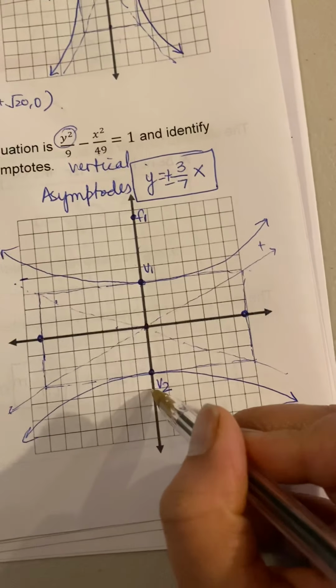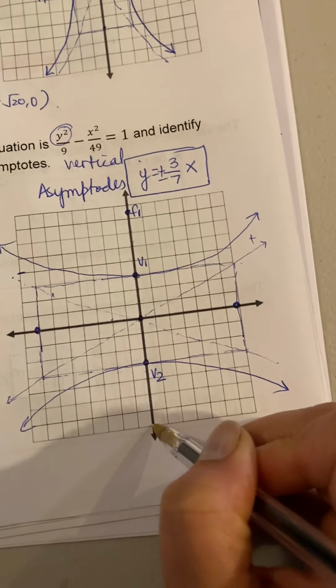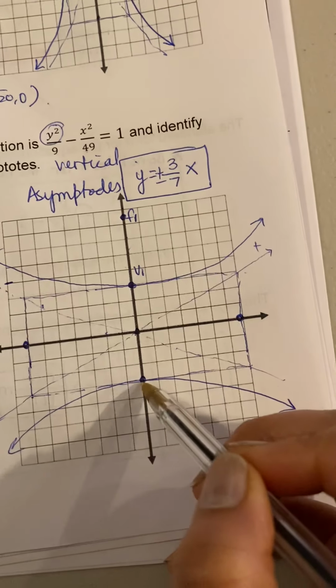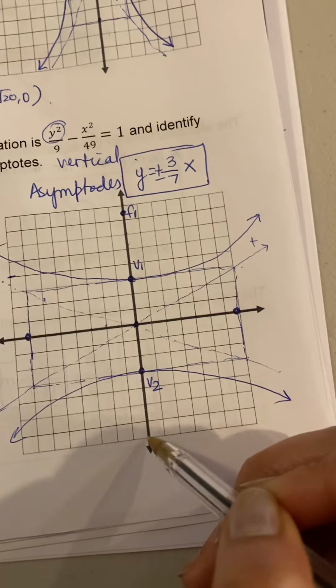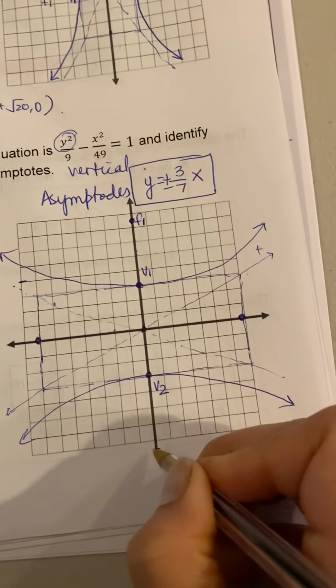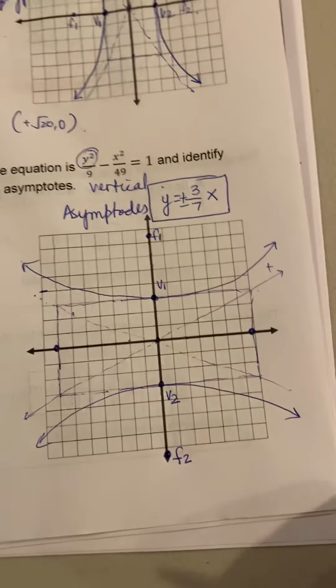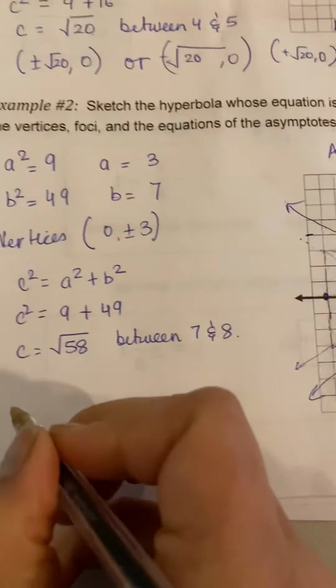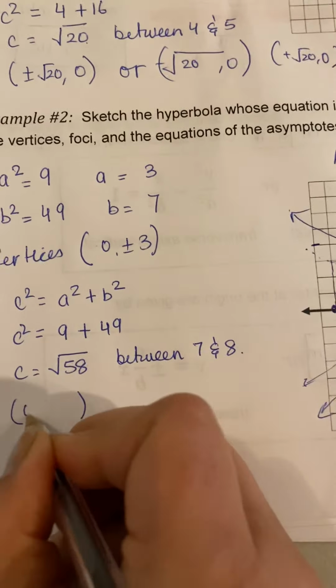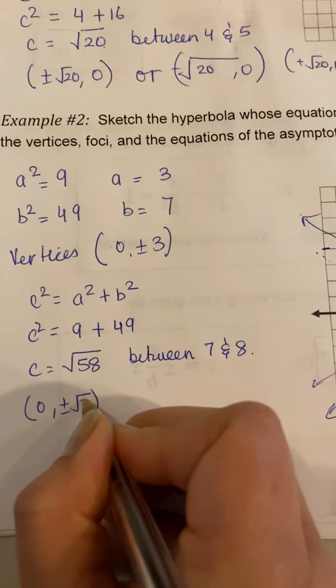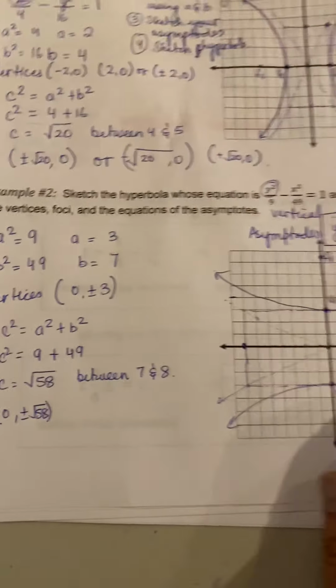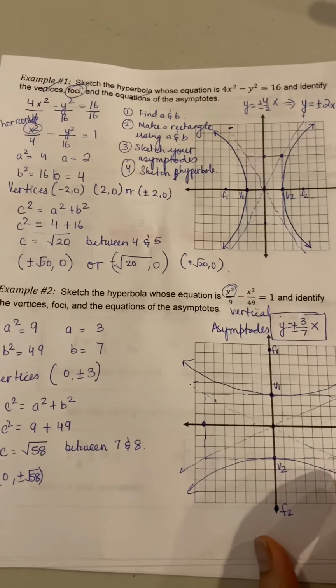So 3, 4, 5, 6, 7. Oh, sorry. 3, 4, 5, 6, 7. I said 7 and 8. It's a little out here. You have to go outside the graph here. So this is it. So the last thing to write is the coordinates. So it's going to be 0, comma, plus and minus root 58. So you got all that, and that's basically it.